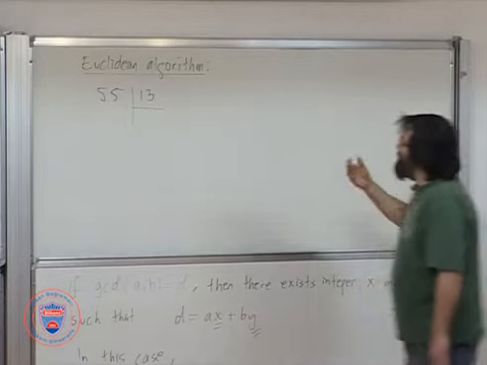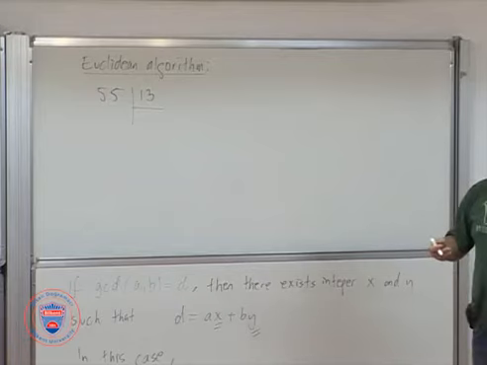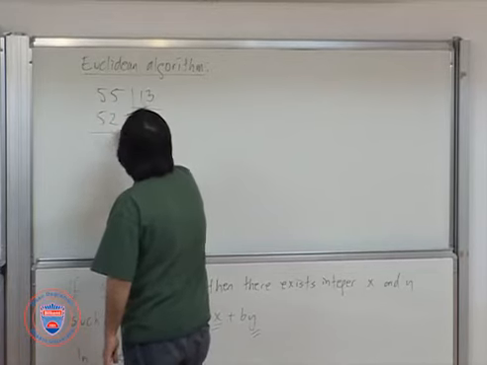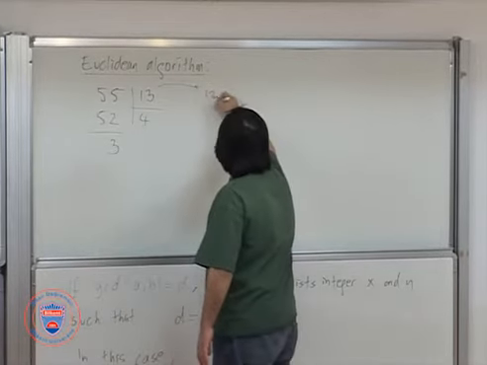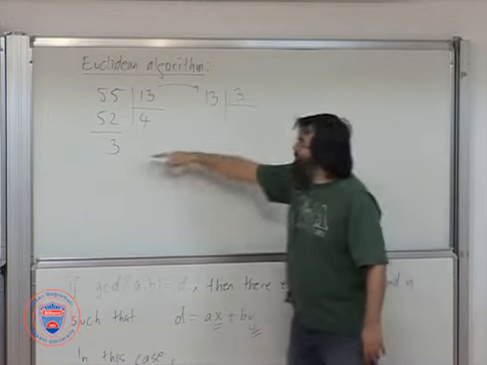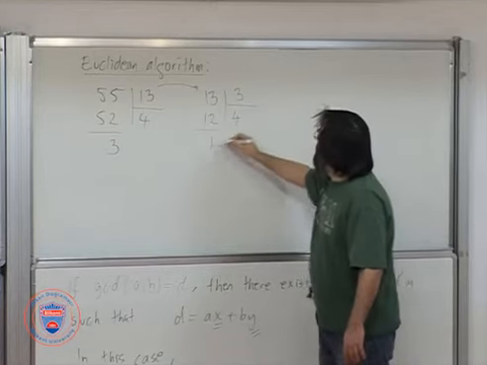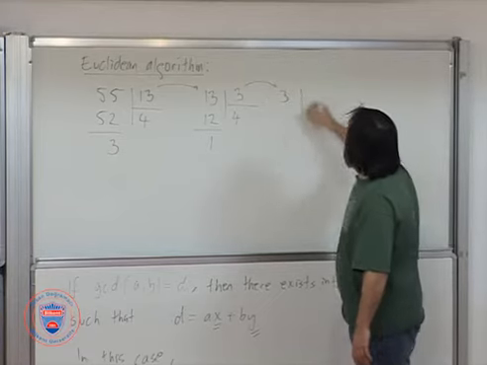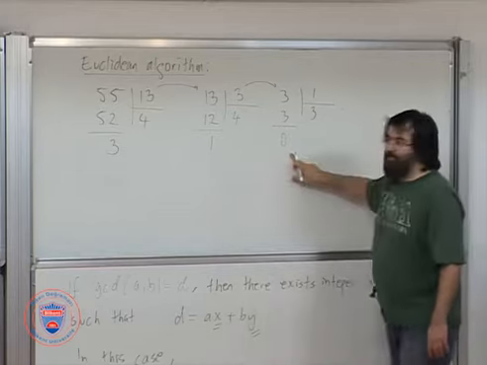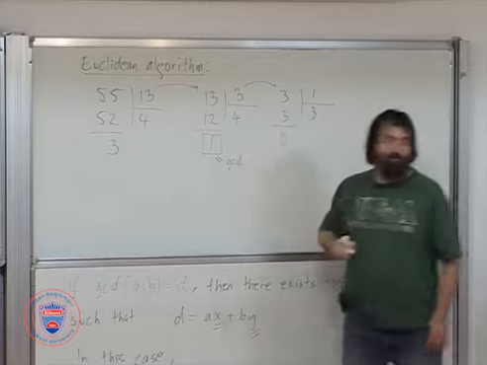So how many times does 55 include 13? 3 or 4? 4 times. You get 52. You get 3. And the process is that you carry the 13. Now you divide it by the remainder. So 4 times. And now you carry this, you divide with the remainder. As soon as you get 0, the number before is the greatest common divisor. Okay, that was the process.